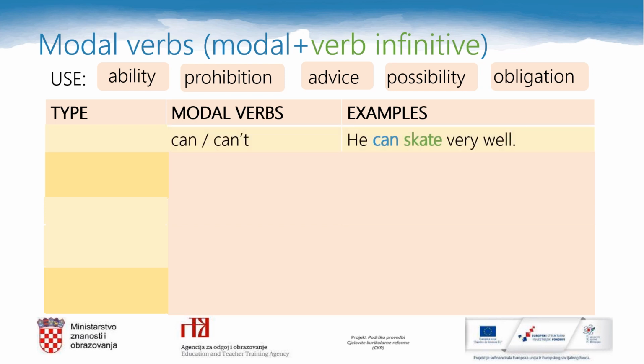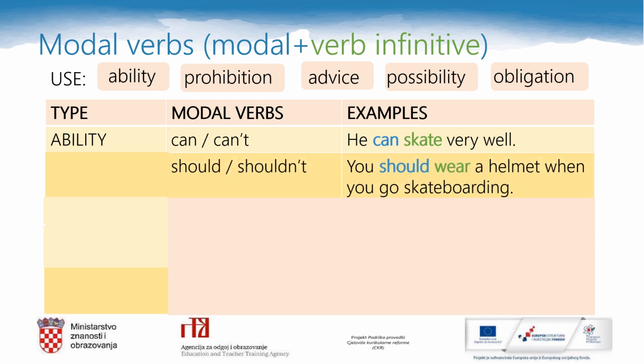The first is can or can't. He can skate very well. What is this modal used for? We use can or can't to express ability. Next, should or shouldn't. You should wear a helmet when you go skateboarding. What do we use should or shouldn't for? We use it to give advice.